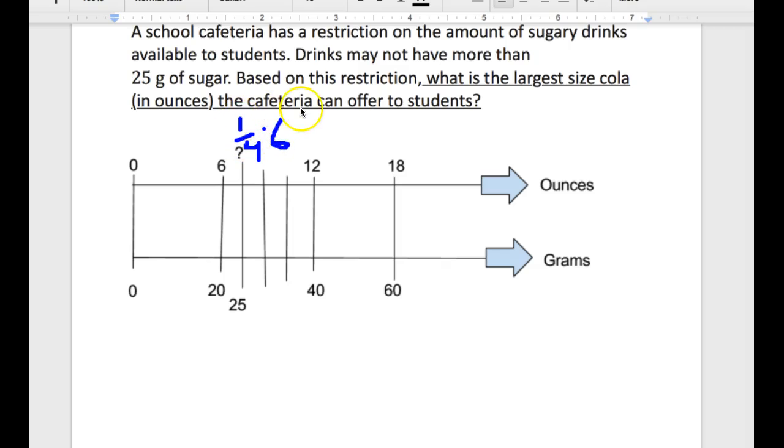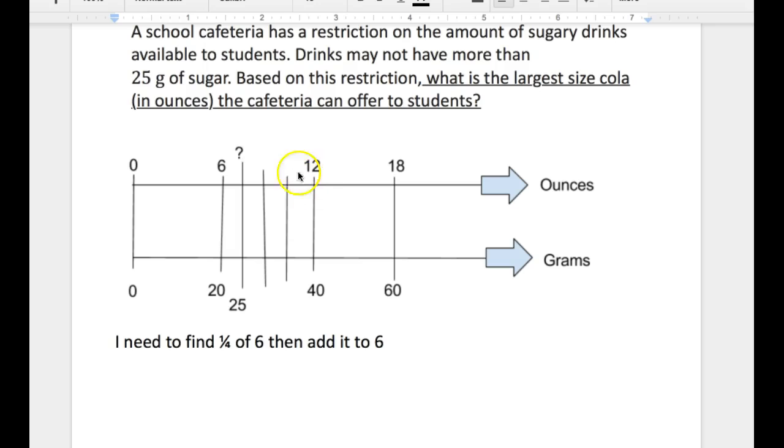So now we have our multiplication. It's 1/4 of 6. Here's what I figured out. I'm going to need to find 1/4 of this 6, and then I need to add it to this 6. So we know what we're doing. If we were writing and solving what we needed to do, this is what we need to do. This is the words that we need to work on. This is the L part of solve. Okay, so how do I find 1/4 of 6?